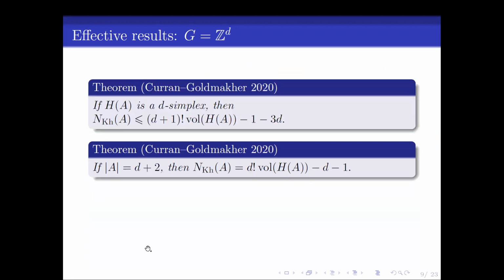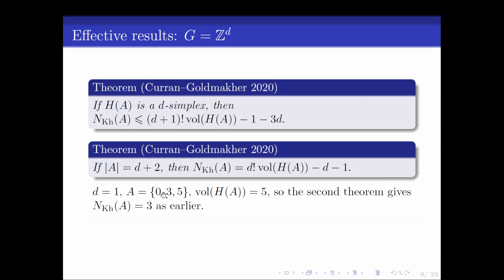Okay, here are these two theorems again. This is the same as on the previous slide. I do want to just relate them to things I've talked about earlier. So earlier we had this example, 0, 3, 5, and we noted that it was linear growth once n was 3 or more. And that's this threshold from the second theorem of Curran and Goldmacher. Because the volume of the convex hull, well, that's just the length between 0 and 5. So you plug that in and you get 3 from this threshold.